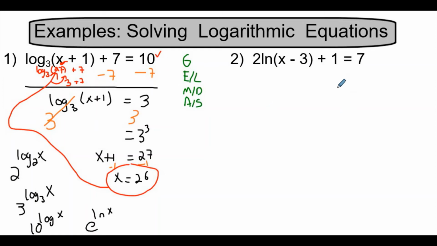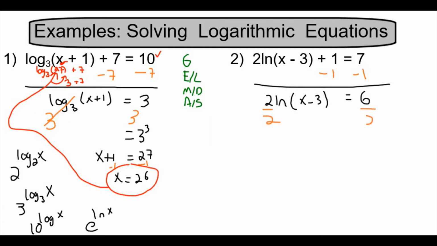All right, so what do I do when I have an ln? I do not freak out, right? What I do is I subtract 1 on both sides, and I just do what I've been doing since the beginning of the school year. I get a 6 here, I cancel this out, I drop this down. And then I'm going to divide by 2, giving me 3. And that'll give me ln of x minus 3.